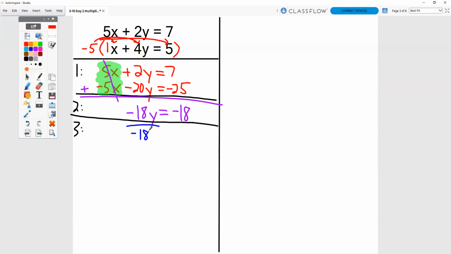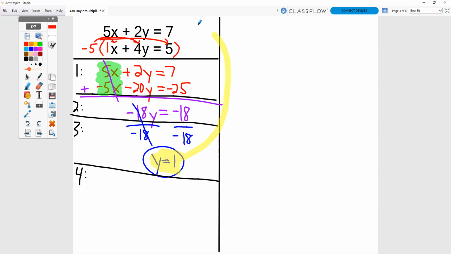So I'm going to divide by negative 18, divide by negative 18, and I get y equals 1. That's one of my 2 answers. Now that I have my y answer, I need to solve for my x answer. You could sub this y equals 1 into here or here for y. It doesn't matter which one you sub it into.